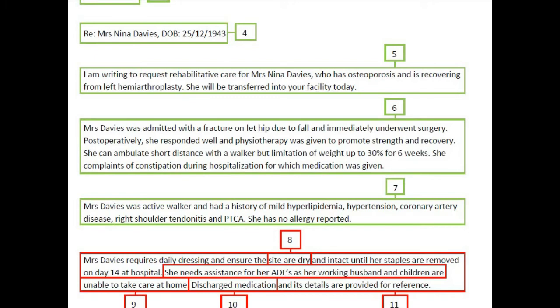Coming to the last sentence of the paragraph, "she complains of constipation during hospitalization for which medication was given" seems like an odd one, and this sentence should have been placed in the middle of this paragraph.